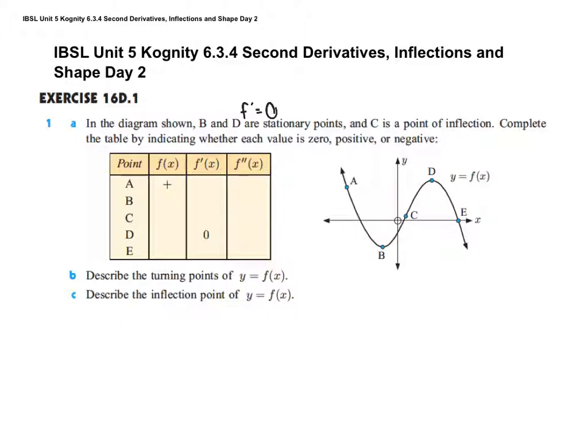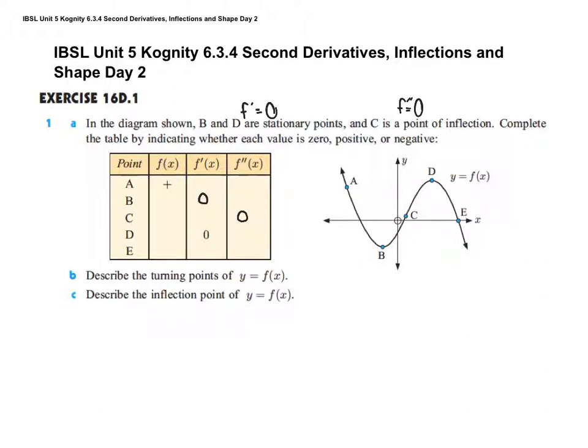So actually, we could go in here, B and D both. They already put a 0 in for D, but I can put a 0 in for B in this column for f prime, and I don't even have to look at the graph yet. Then we're told that C is a point of inflection. So what do we know about C? The second derivative equals 0, and concavity should be changing there. So at C, this should be 0.